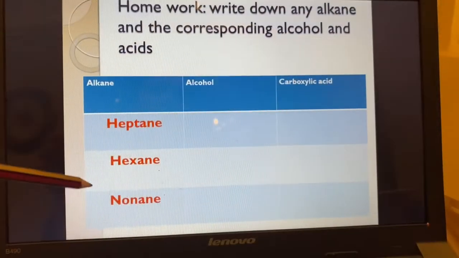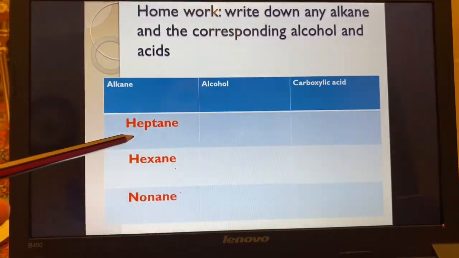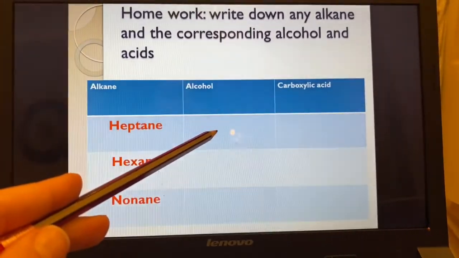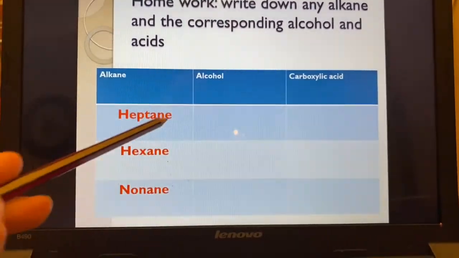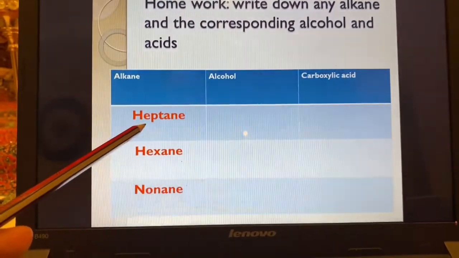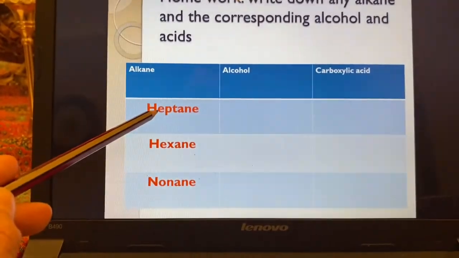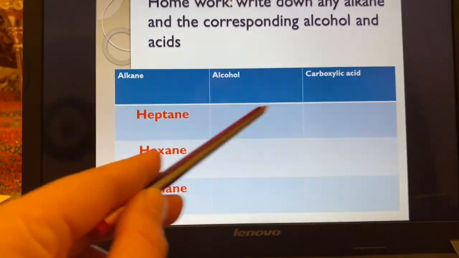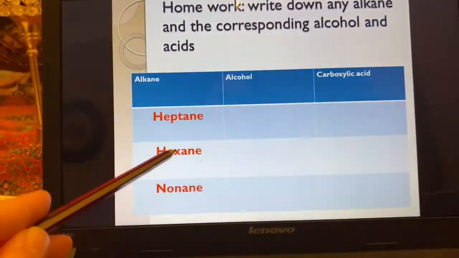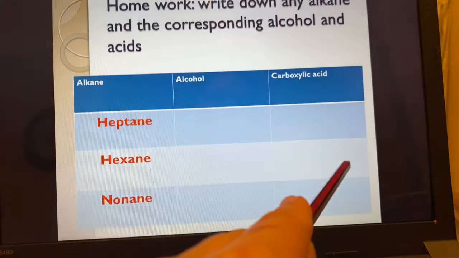You have to write this in your notebook. This is the alkane. The alkane is heptane. I want you to write the structural formula for the alcohol and the carboxylic acid. And you have to draw the structural formula for the alcohol for heptane, which becomes heptanol. Heptanoic acid. Hexanol. Hexanoic acid.